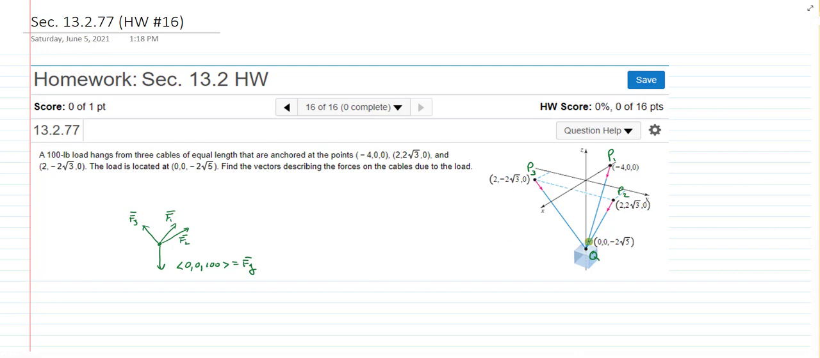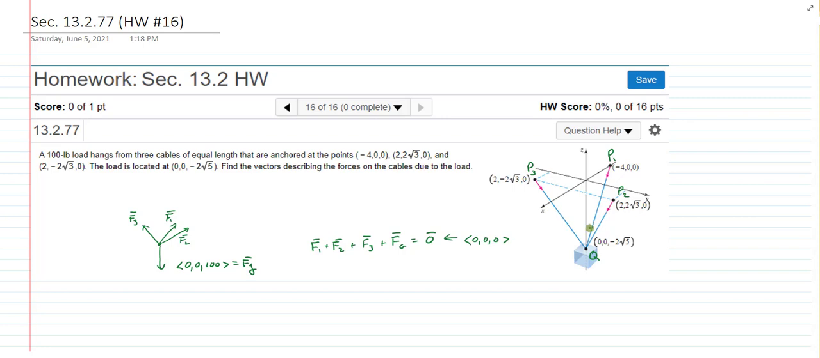Because this system isn't moving, we know that the sum of all the forces on it needs to be 0. So we would have that F1 plus F2 plus F3 plus the force due to gravity needs to equal the 0 vector. Folks, careful, that's the 0 vector. That's the vector 0, 0, 0, not the number 0.